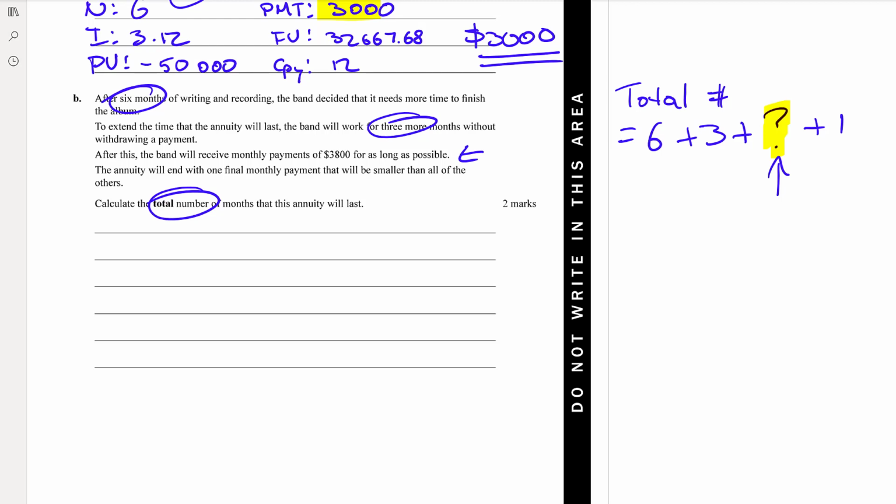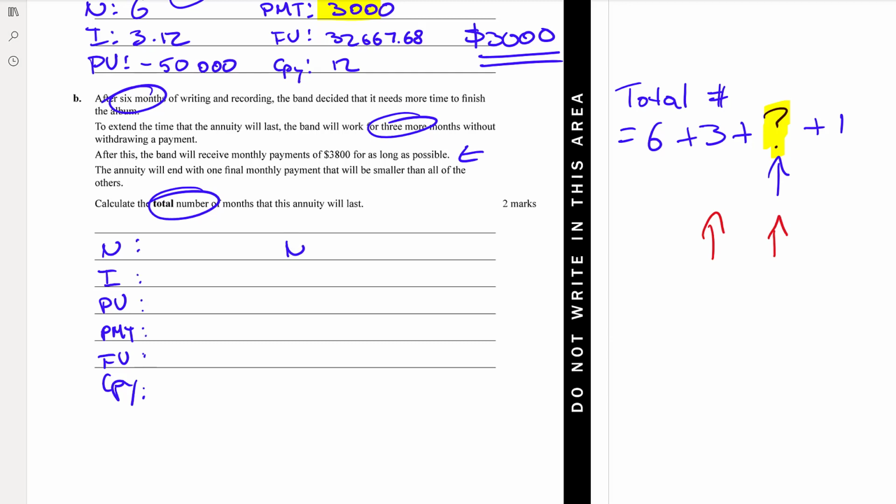Okay, so let's look at what we've got to do. We're going to have to do basically 2 finance solvers. We have to do a finance solver here, and here. All right, so let's do the first finance solver. I'm going to write out N, I, PV, PMT, FV, and CPY.